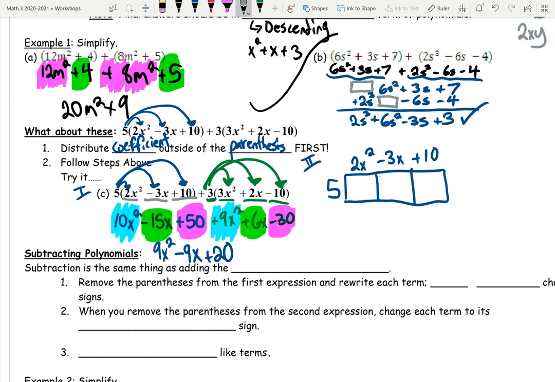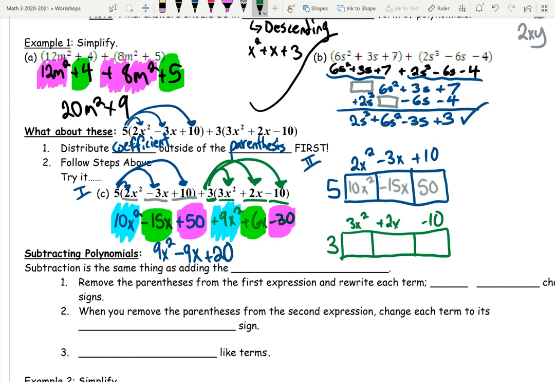So I'm going to do 5 times 2 is 10x squared. 5 times negative 3 is negative 15x. And 5 times 10 is 50. Likewise, I would do the same thing for here. I would do 3. How many terms am I multiplying it by? 3. 1, 2, 3. 3x squared, positive 2x. I'm making sure to include the sign so I don't randomly just drop something that's negative.